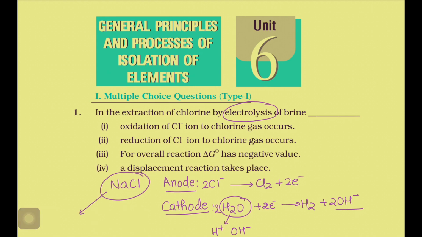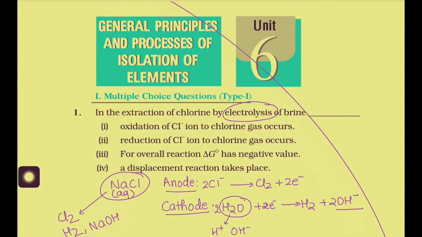So basically electrolysis of brine, that is aqueous NaCl, produces chlorine gas at anode and hydrogen gas at cathode, as well as sodium hydroxide as the final product. So these are the products of this electrolysis of brine. Now we'll see the options. Oxidation of Cl minus, chloride ion, to chlorine gas occurs. This is correct because this reaction takes place at anode.